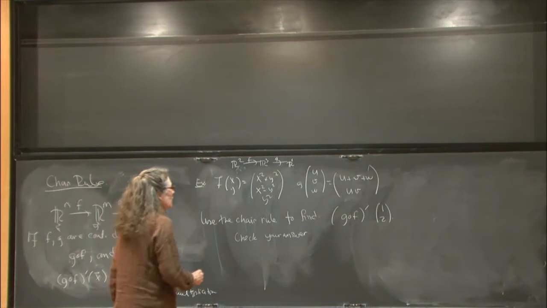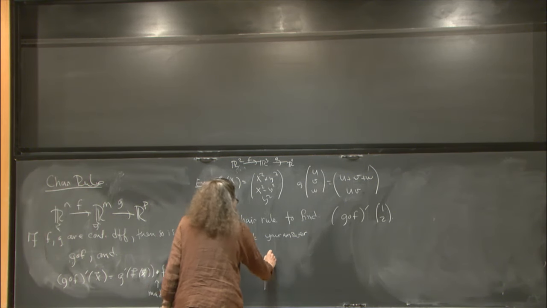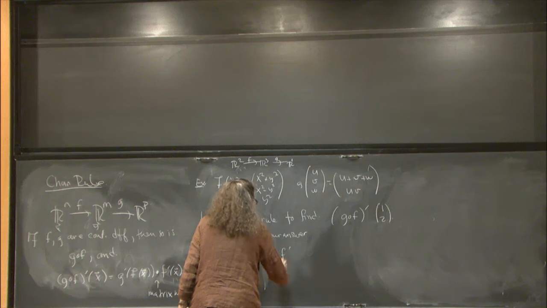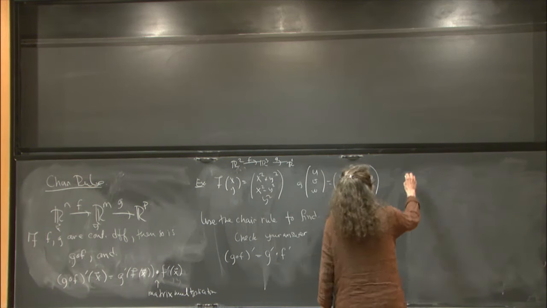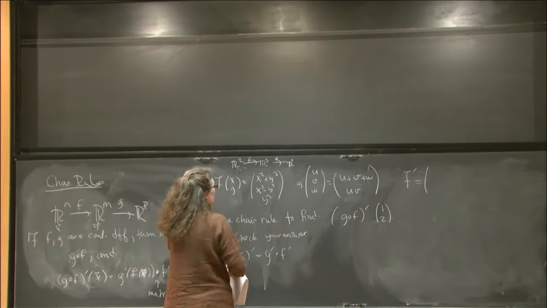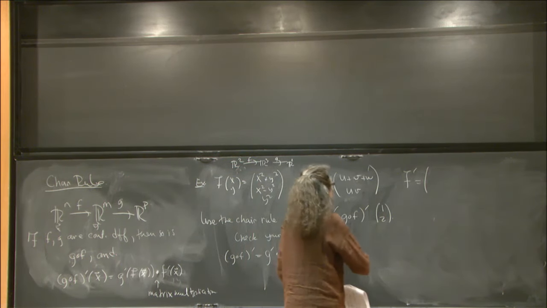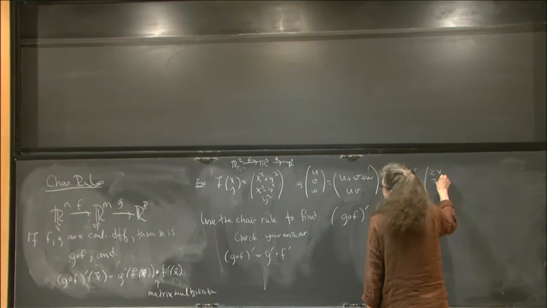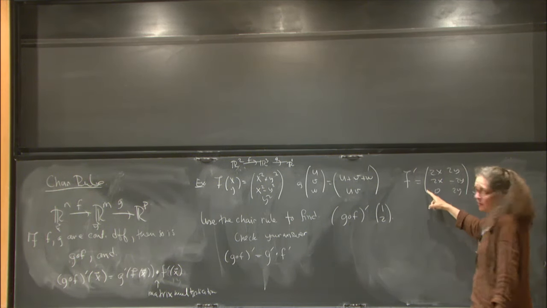Okay, so what the formula says is that G composed with F prime should be G prime times F prime. Let's write down these things here. What's F prime? Remember, we take this column vector, we differentiate it with respect to X, and then we differentiate it with respect to Y. So we get 2X, 0, and over here we get 2Y, minus 2Y. So this is F prime.